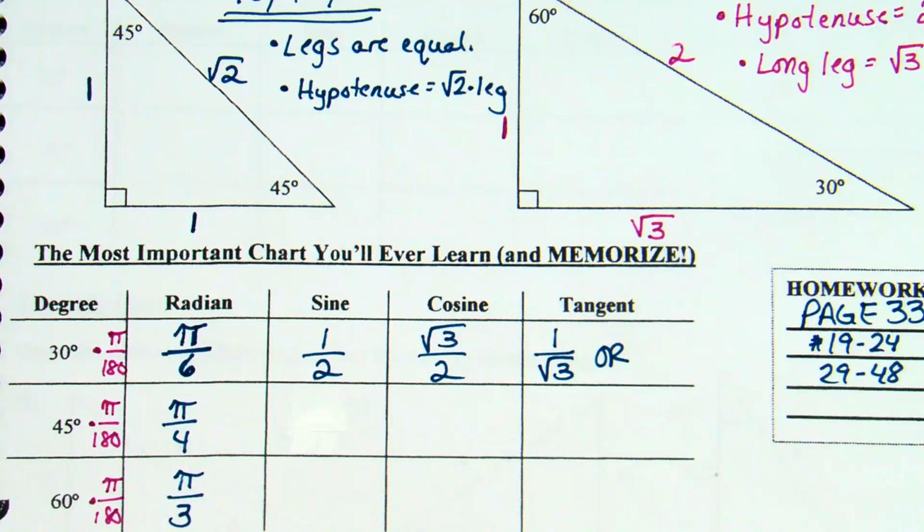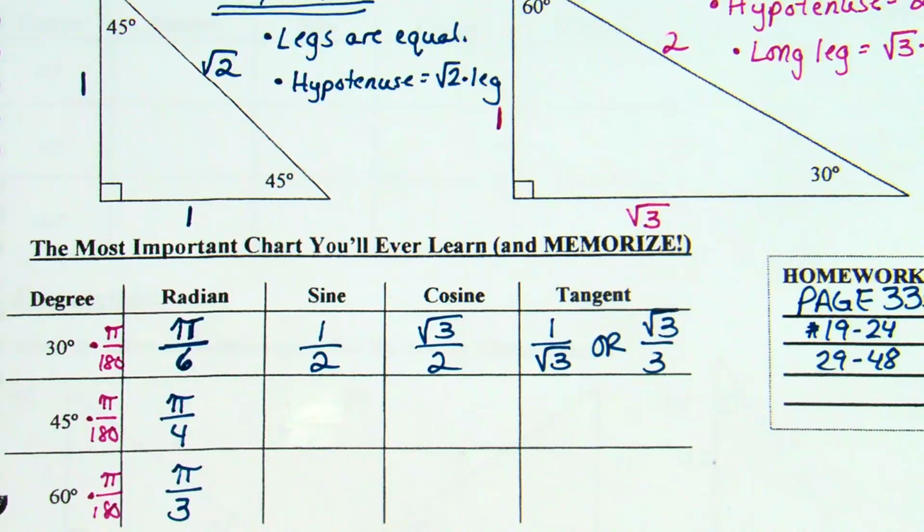Square root of 3 over what? 3. The idea being, technically, how do we rationalize this? To rationalize this, we multiply by square root of 3. If we multiply the denominator by square root of 3, it becomes 3. If you multiply the numerator by square root of 3, it becomes square root of 3. So square root of 3 over 3.